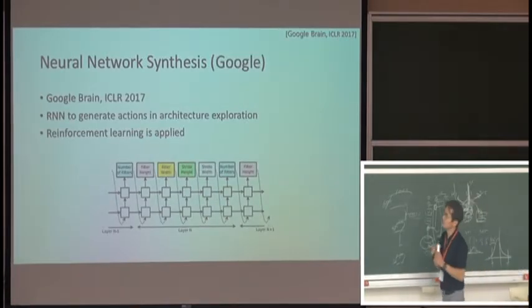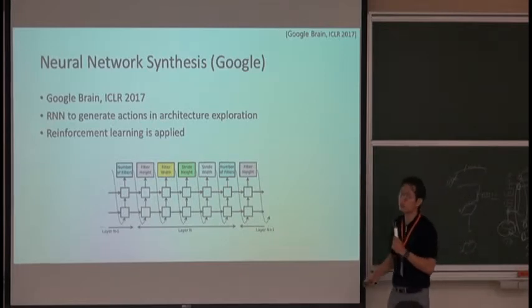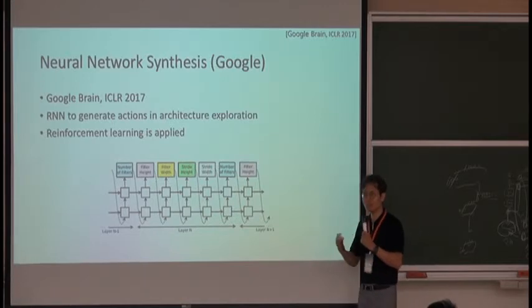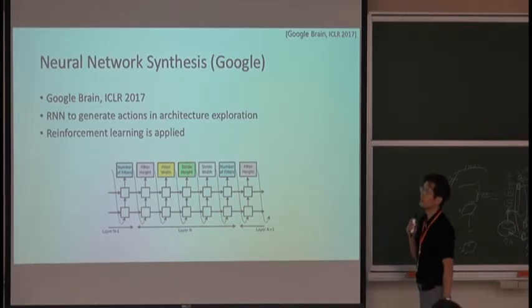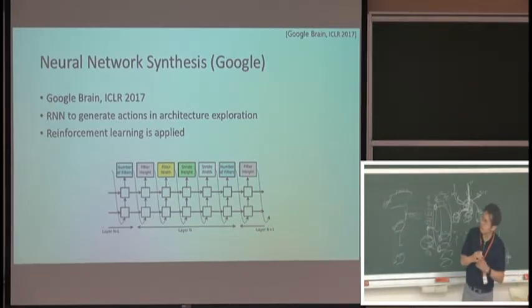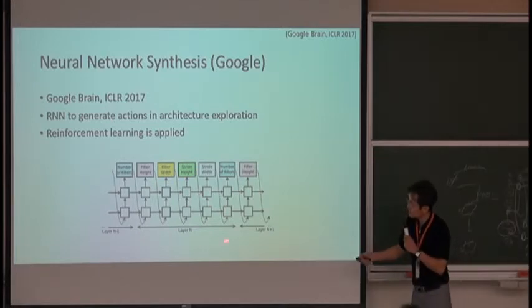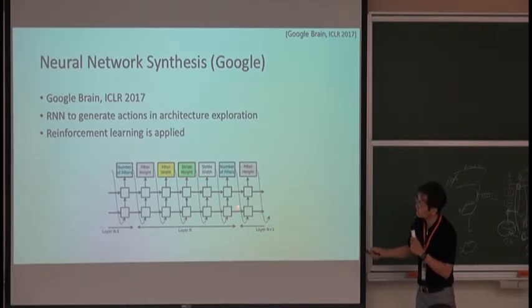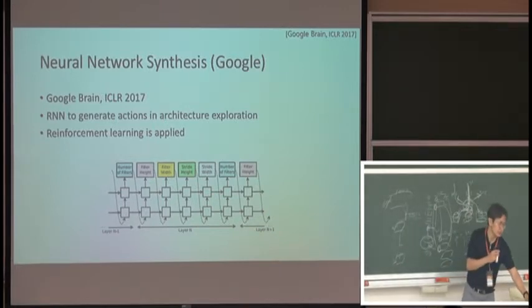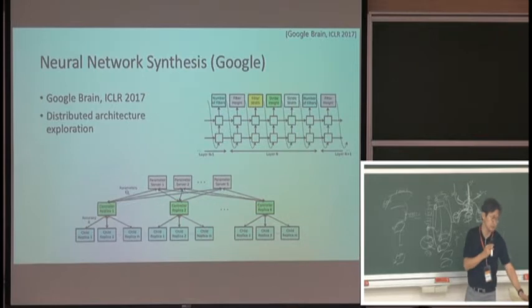In another approach from Google, they use a recurrent neural network to generate such parameters. A recurrent neural network is good at generating character strings, so they exploited that feature. As you can see here, this one generates parameters, filter height, width, and something like that for one layer, and they move to the next layer. Then they evaluate the generated network after training, and with reinforcement learning, they improve the RNN, or the parameter combination.